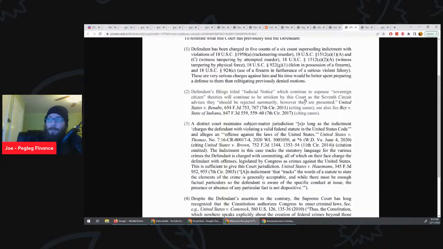Number 2, defendant's filings titled Judicial Notice, which continue to espouse sovereign citizen theories, will continue to be stricken by this court, as the Seventh Circuit advises they should be rejected summarily, however they are presented. That's United States versus Benaby, 7th Circuit, 2011, citing cases Bay versus State of Indiana.